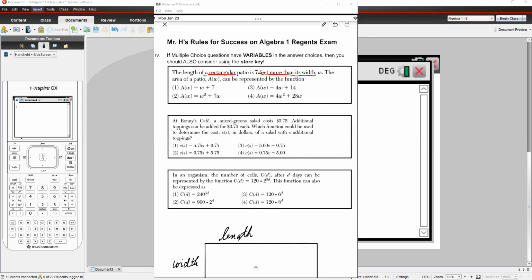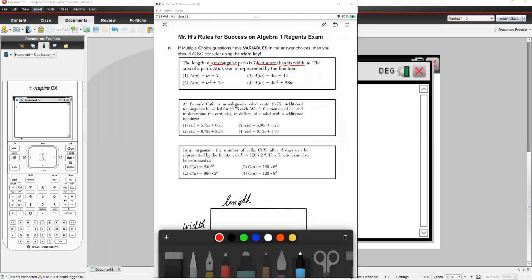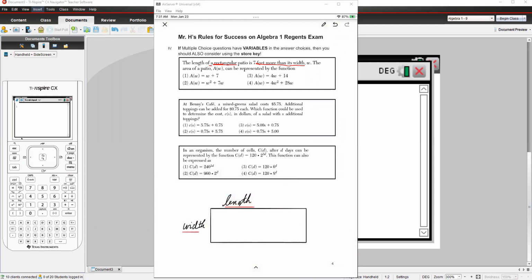Here's what I want to do before I answer this question. First of all, you have to know how to find the area of a rectangle, and the area of a rectangle is simply the width times the length. As we just saw, they didn't give us the width, so we can't find the length yet. But as long as there are variables in the answer choices, we can store a number for W and then figure some stuff out.